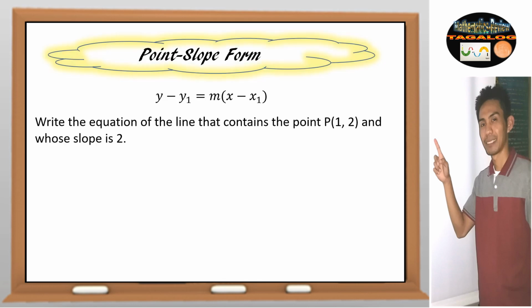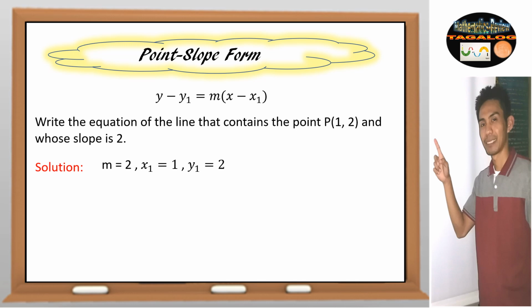For example, ito yung tinatawag nating point-slope form. Y minus y sub 1 equals m, o ito yung tinatawag nating slope, times the quantity of x minus x sub 1. So, ito yung same problem natin kanina. Write the equation of the line that contains the point P, 1, 2, and whose slope is 2. Ang gagawin natin, substitute natin yung 1 for x sub 1, 2 for y sub 1, and slope 2 for m.